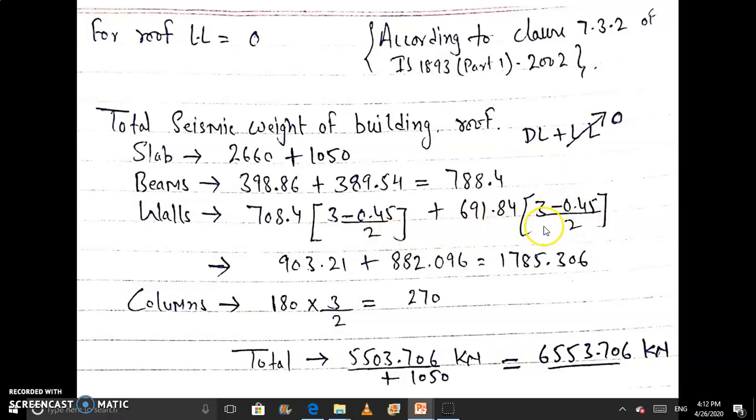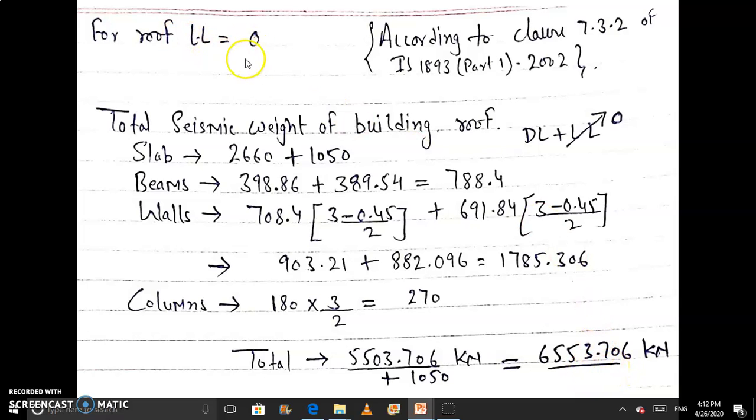Same thing we do for the transverse direction, and we get 1785.306 as the value of wall for the roof. Now for the column, same thing we have to do. In the column for the roof, we have to take half the story height. That's why here we do 3 by 2 and we get 270 kilonewton as an answer. So the total weight of the roof is 5503.706 plus 1050, we get 6553.706 kilonewton. This is the total dead load plus live load of the roof.